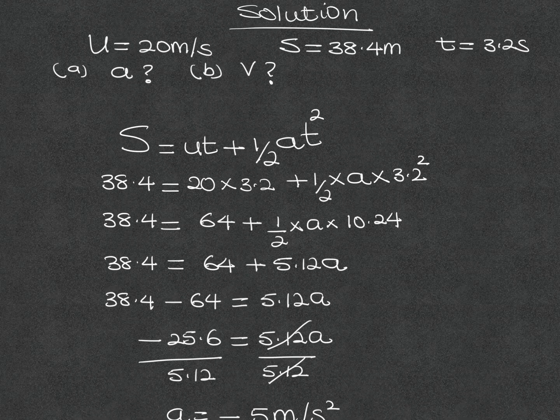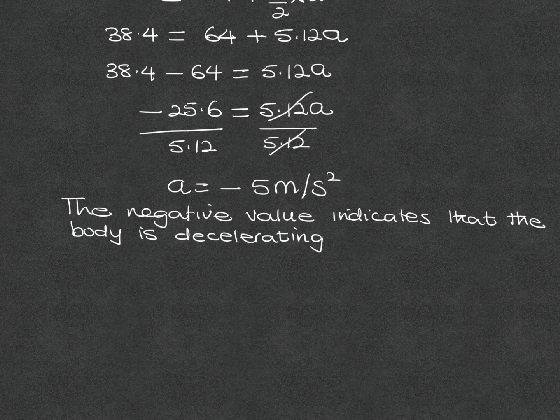Okay, so moving on to question B, it asks us to find v, that is the final velocity. So we can use v is equal to u plus at to find the final velocity.